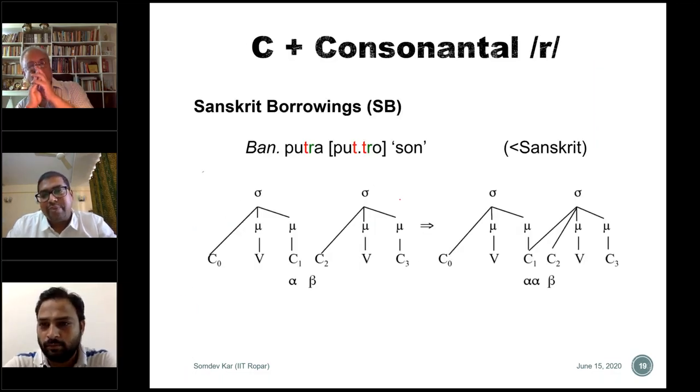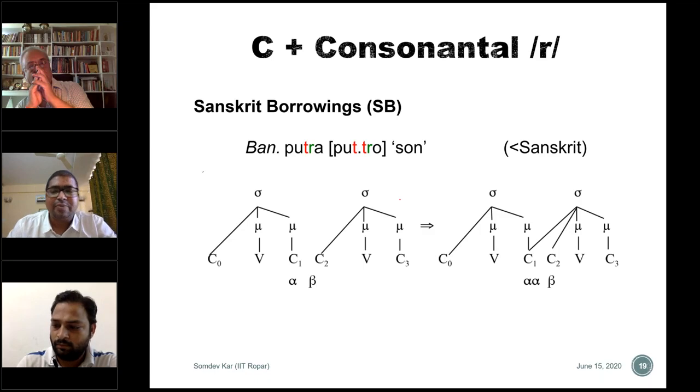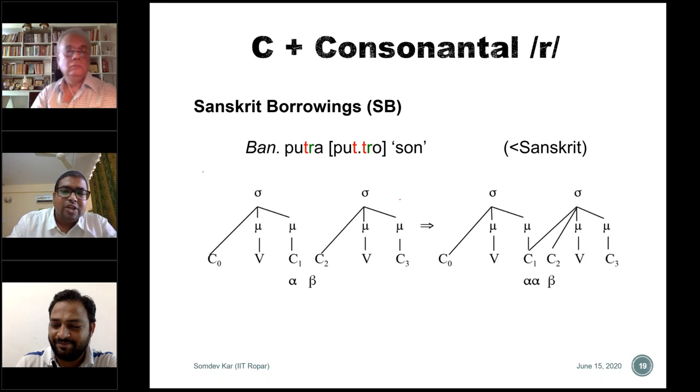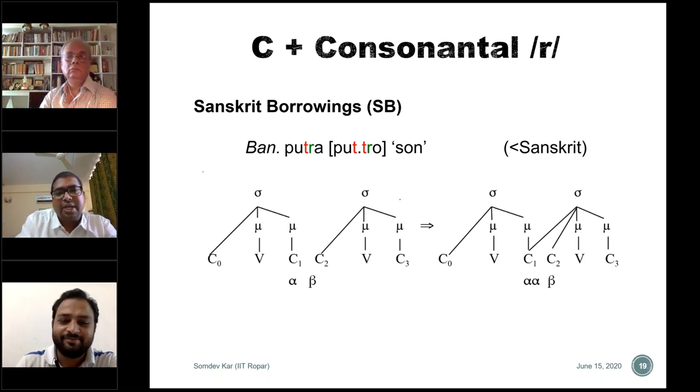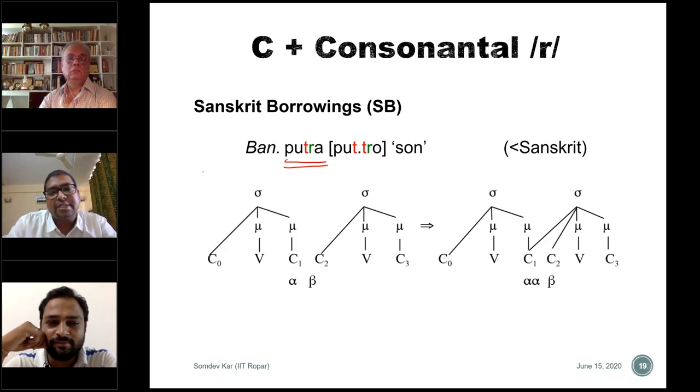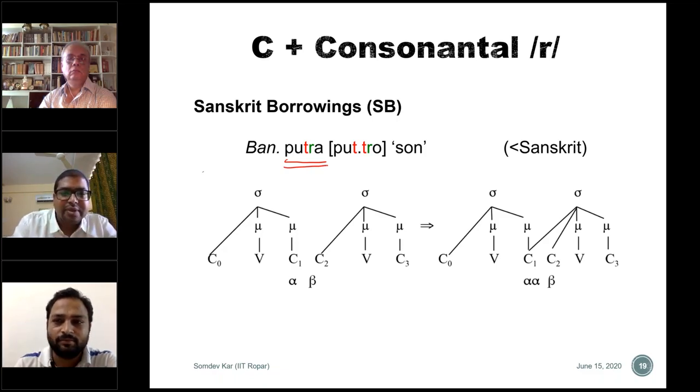I've taken only one example from the Sanskrit borrowing words, that is Putra, because this example I think is there in most of the Indo-Aryan languages, in Hindi, in Marathi, in Punjabi, many areas. So what is happening in case of Putra in the written form? In the underlying representation, it is this. Look at this ta and ra part, please.